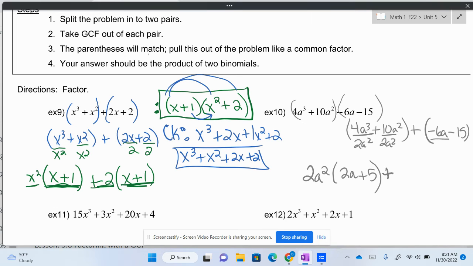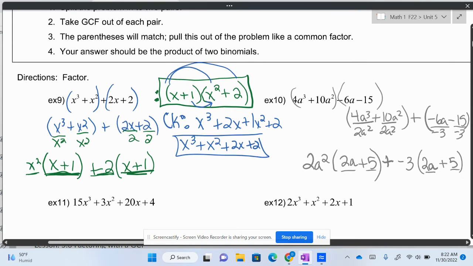Now I'm going to put a plus there. Tell me what I can take out of this one. A 3. Notice how both of those terms are negative. How about if we take out a negative 3? So if I take out a negative 3, let's see, negative 6a divided by negative 3a, well, a negative divided by a negative gives me a positive. Do you see how these match now? Negative 15 divided by negative 3 gives me a positive 5. Do you see how these match? So when both of your terms inside of the parenthesis are negative, that's kind of an indicator that you want to take out a negative, okay?